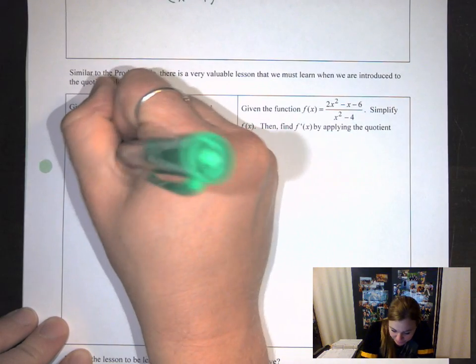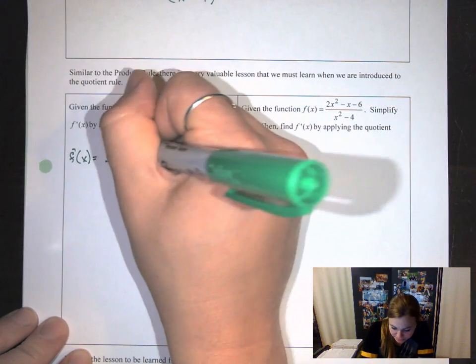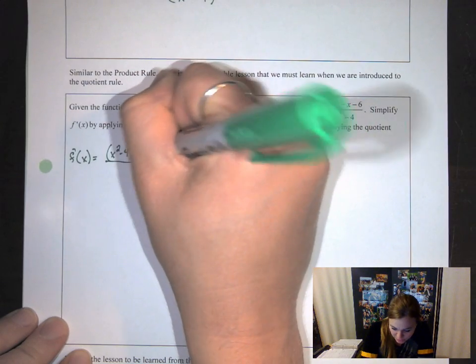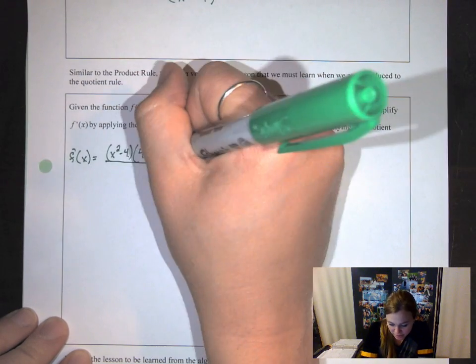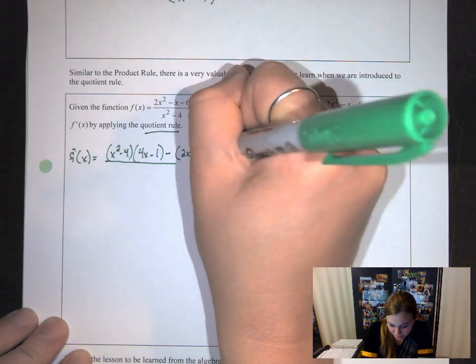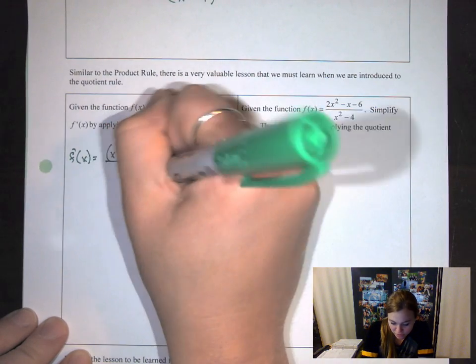So I'm going to say bottom times the derivative of the top. So that would be 4x minus 1, bottom derivative of the top, minus top times the derivative of the bottom over the bottom squared.